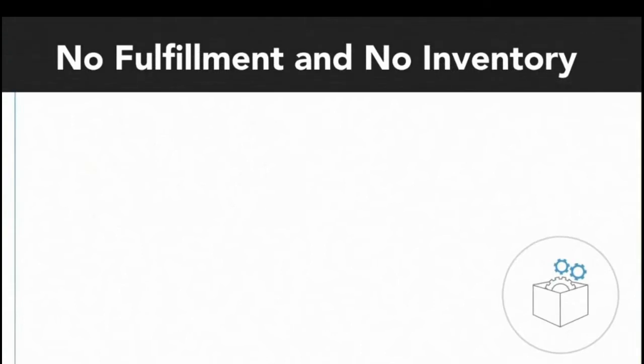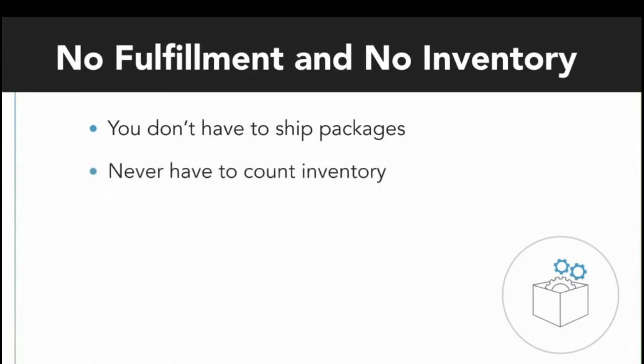Second, there's no fulfillment. You'd be surprised how much work it is to organize hundreds or thousands of boxes. Even if you have a giant garage, it is a lot of work to find the right products, pack them up, and send them out. And you also don't have to worry about managing inventory. An inventory count can take days for larger companies. And with this model, you never have to do any of that.